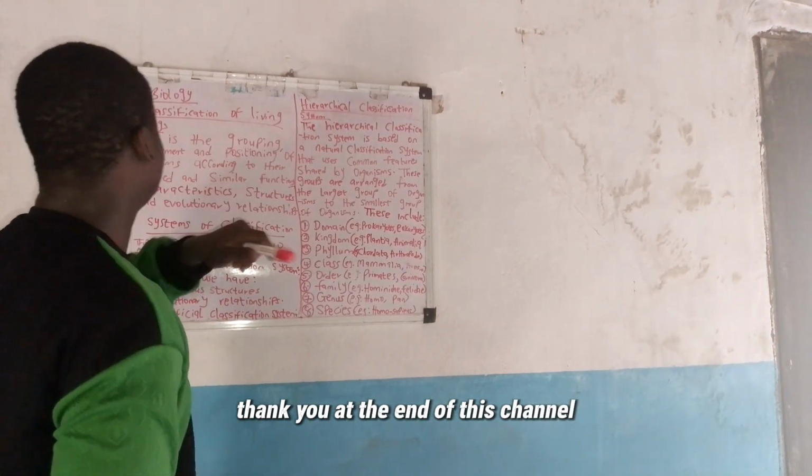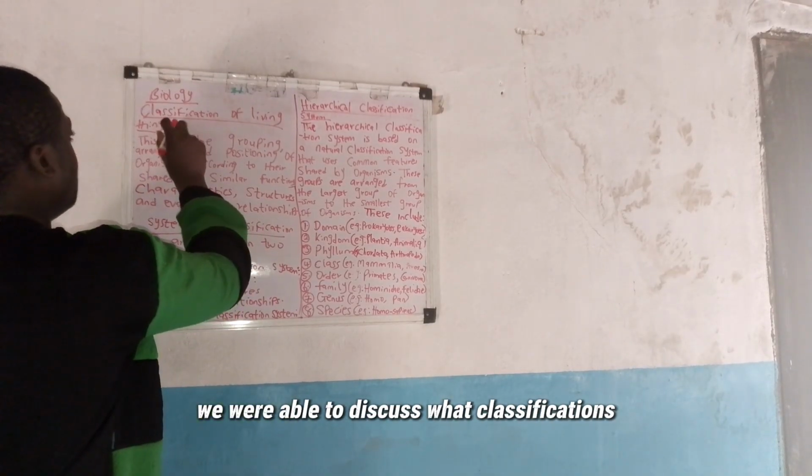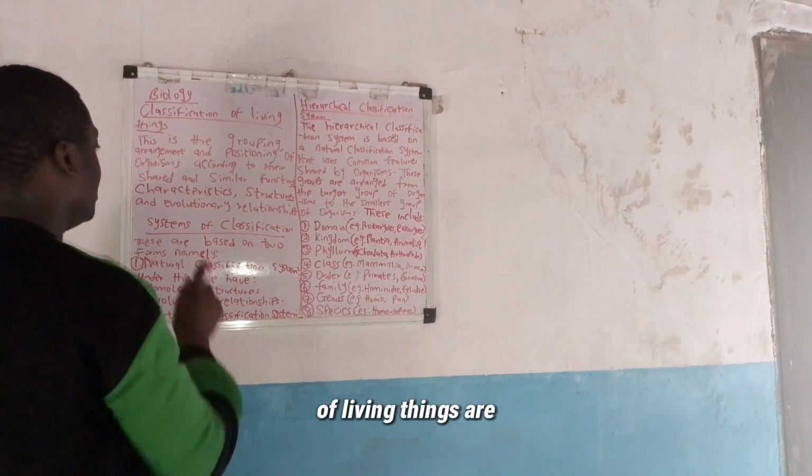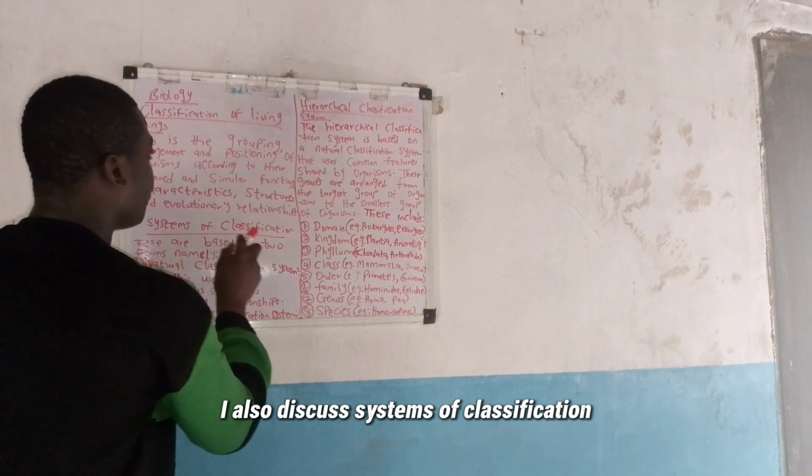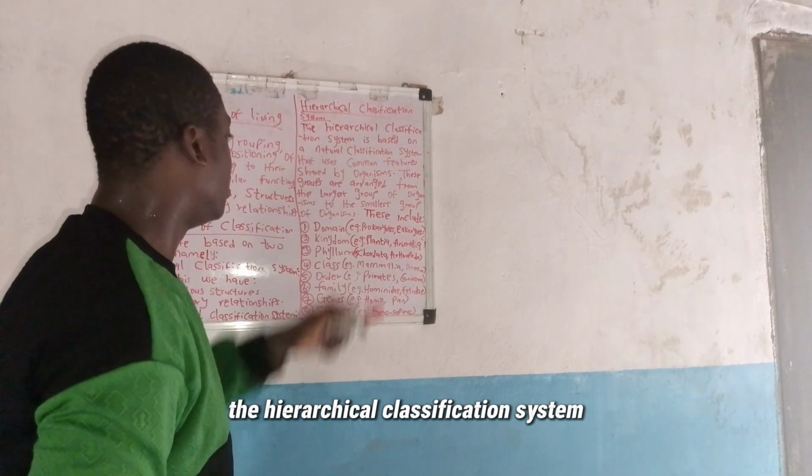Thank you. At the end of this video, we were able to discuss what classification of living things is, as well as taxonomy, and also discuss systems of classification, the hierarchical classification system.